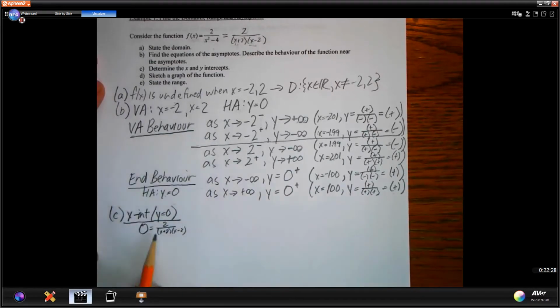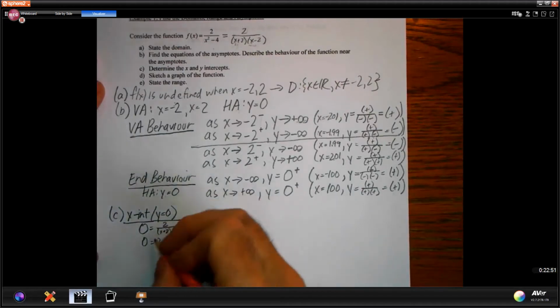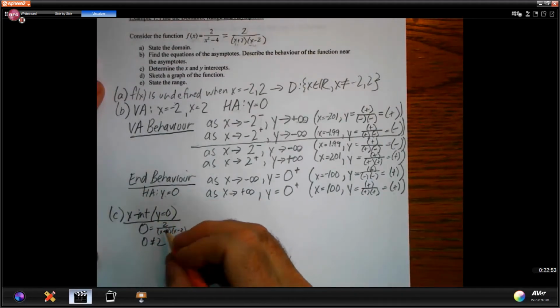Now remember, when you're doing something like this, if you're setting this whole expression to 0, the only part that matters is the numerator. You need to make the numerator 0 to make it overall 0. In this case, you're basically trying to set 0 equal to 2. Well, that will never work. X cannot equal 2, so that tells you that there is no x-intercept.